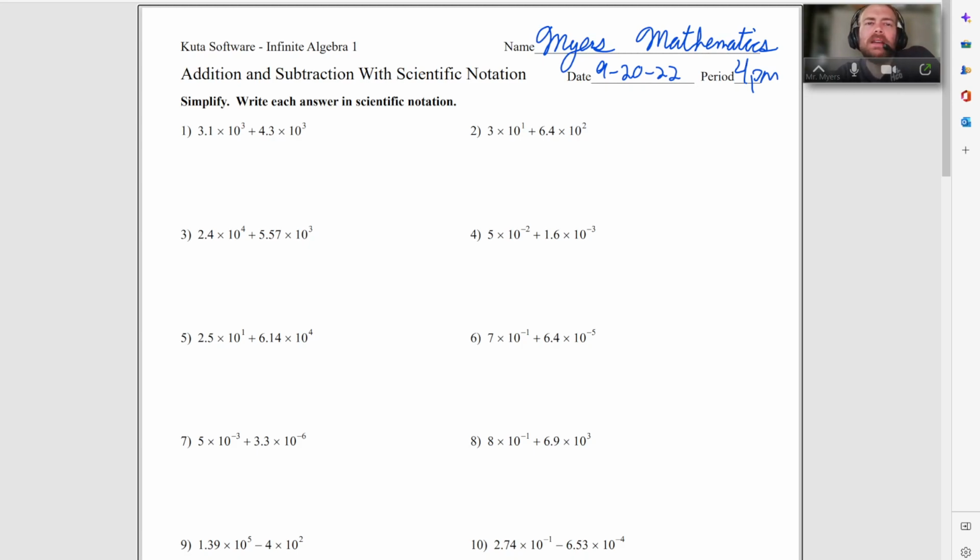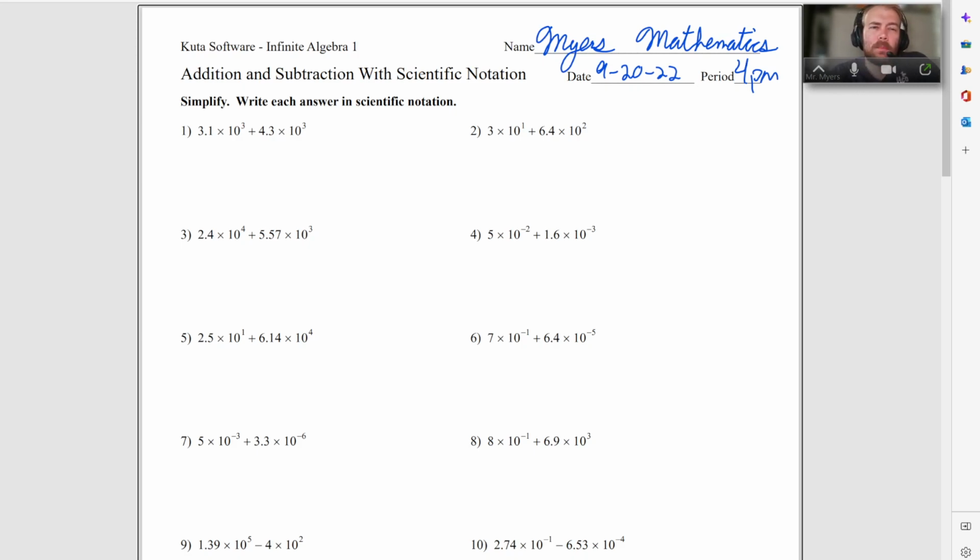This is addition and subtraction with scientific notation. What they're looking for is to put the numbers together and then put it in scientific notation. You might think, oh, it's already in scientific notation, so good to go, right? And no, not necessarily, because you're adding or subtracting.